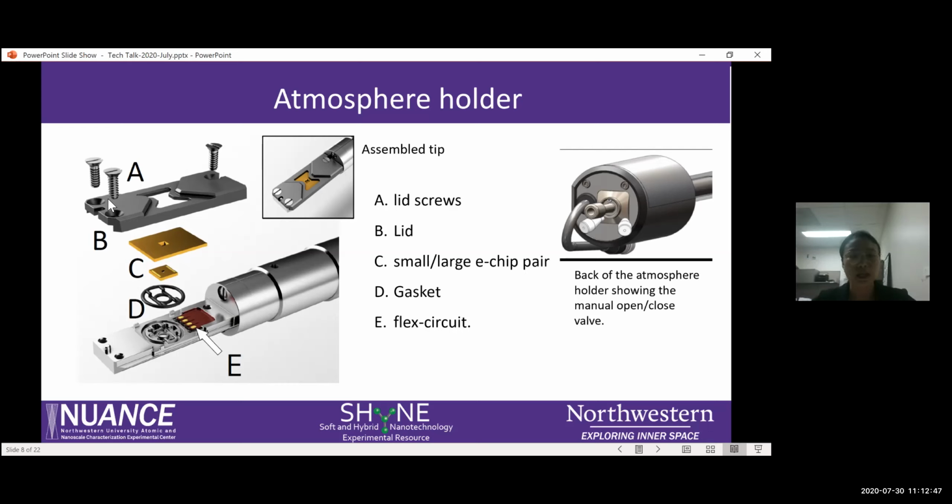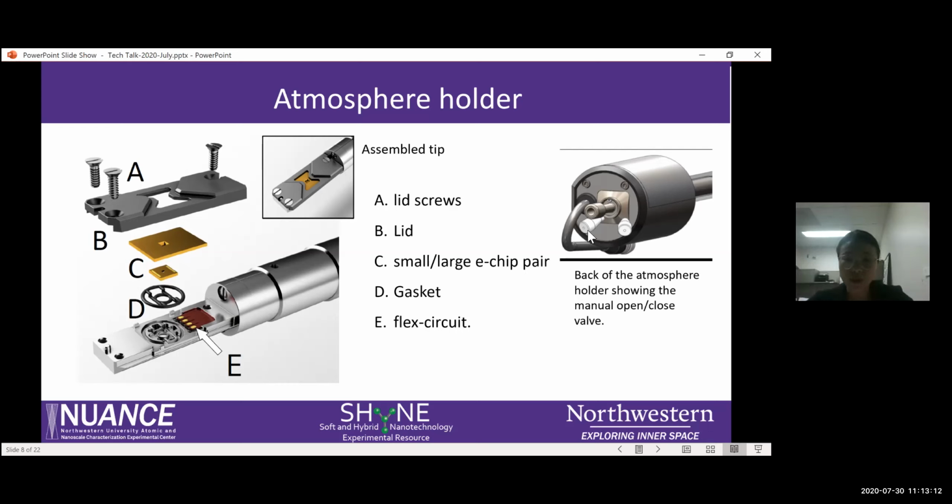And then use the lid and screws to tighten this part together to make sure we have an isolated gas environment from the vacuum column of the microscope. On the lid, you can see there is a gap. So this gap can enable the EDS mapping and the EELS mapping.